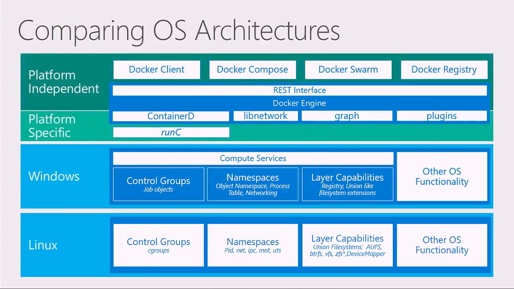And if we look at what this looks like, these are the platform-specific layers. So containerd is going to be kind of built for Windows. RunC will be for Windows. libnetwork, we're building a Windows version of that. The graph driver for Windows. Some of the plugins will be specific to Windows. But the rest of this code above it is platform independent.